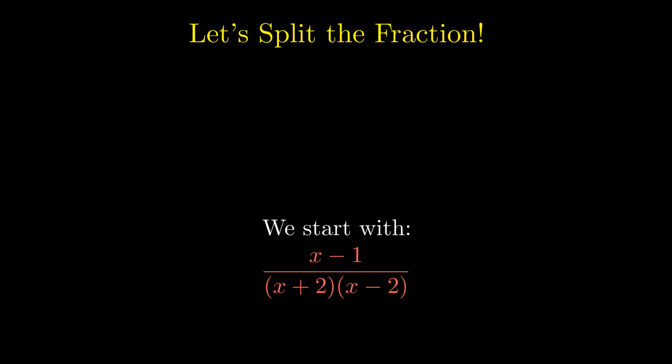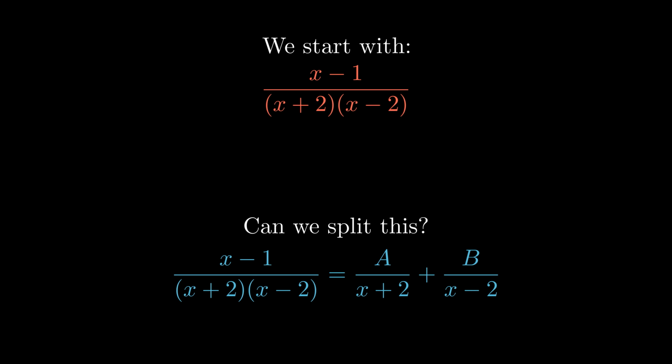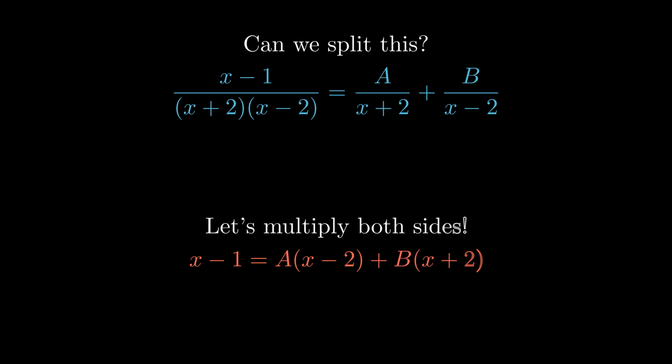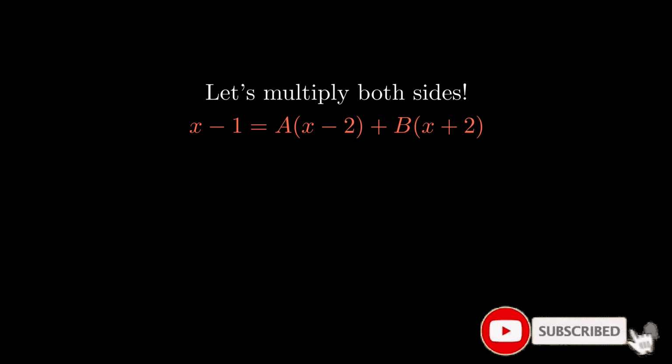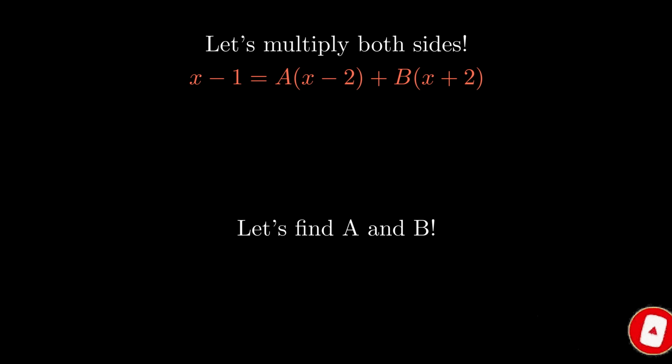We start with x minus 1 over x plus 2 times x minus 2. Can we split this into two simpler fractions? Now multiply both sides by x plus 2 and x minus 2 to remove the denominators. We will find a and b by choosing smart values for x.